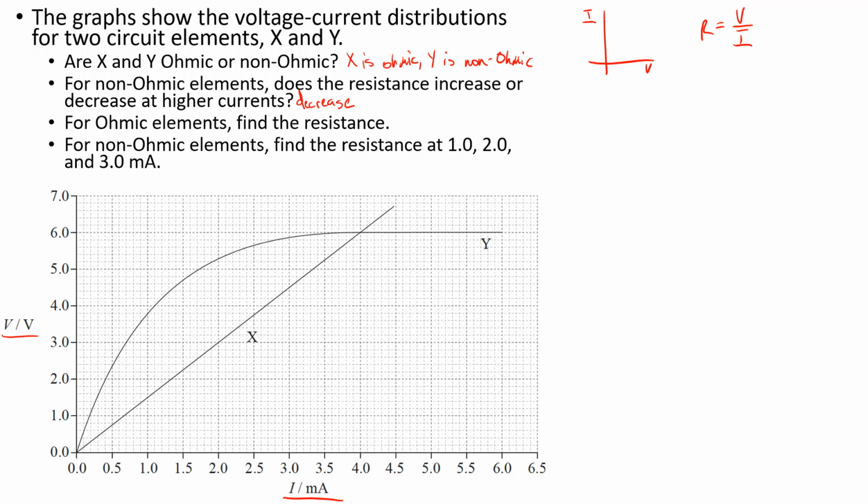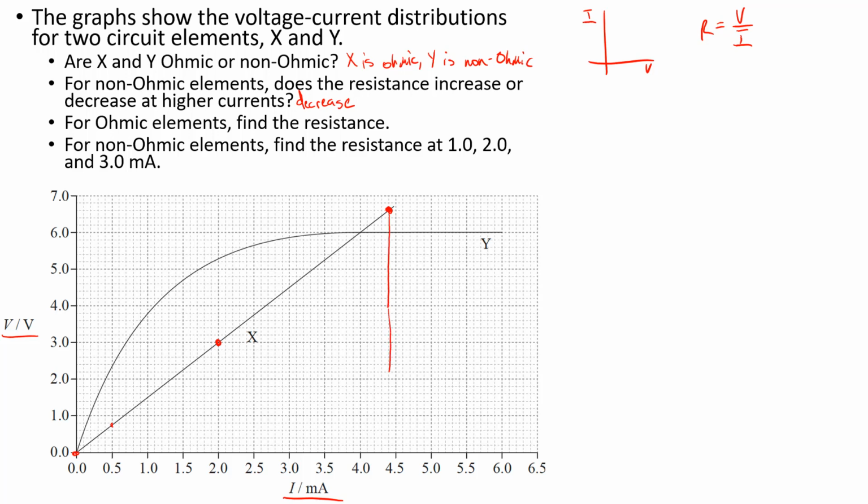For ohmic elements, find the resistance. Okay, well, X is our ohmic element. To find the resistance, we just do voltage over current. So we want to choose one point on this line. It doesn't actually matter what point we choose because that ratio is constant. If we were to draw a line from the origin to this top point, it would pass through every other point on the line. To get our most accurate value, we want to choose a value that's quite far away from the origin.